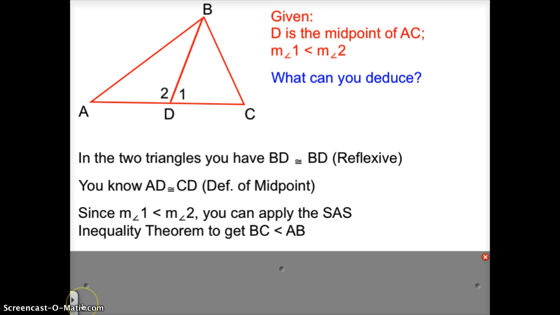Hit pause and answer questions 1 through 6 on your worksheet now.